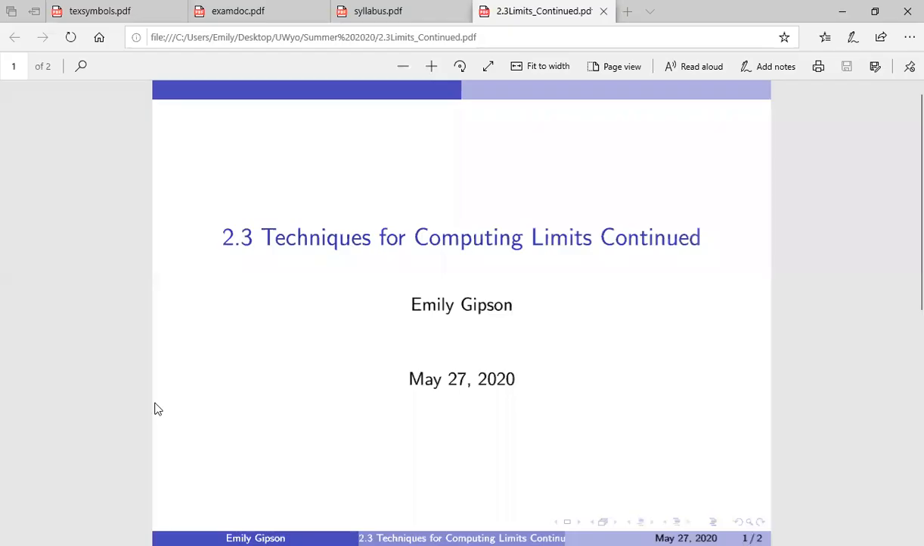All right, so we're going to go ahead and finish up chapter 2, section 3, techniques for computing limits continued. And the best way to show you what's going on is actually going to be some examples. So the first thing we're going to do is start with some examples.